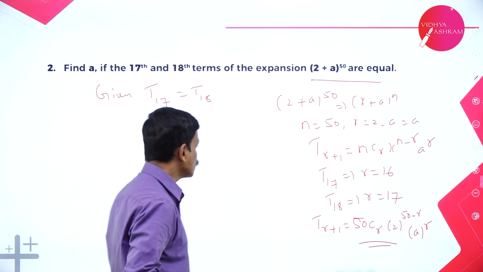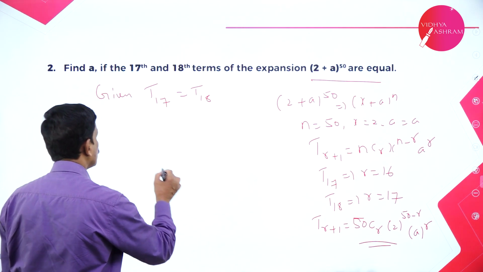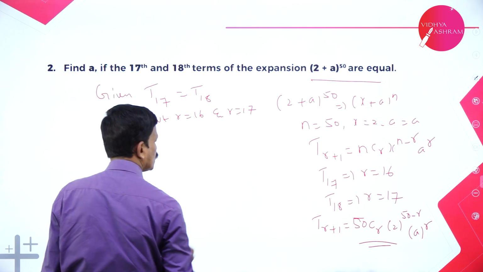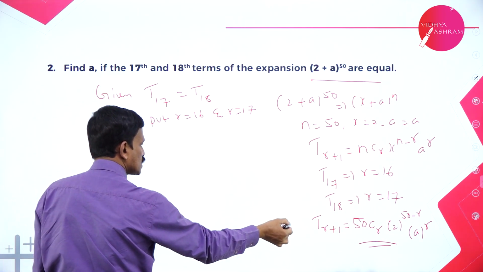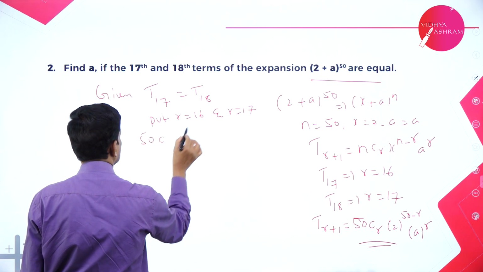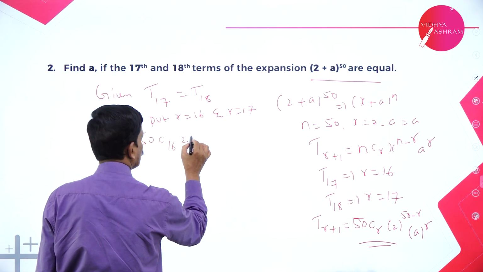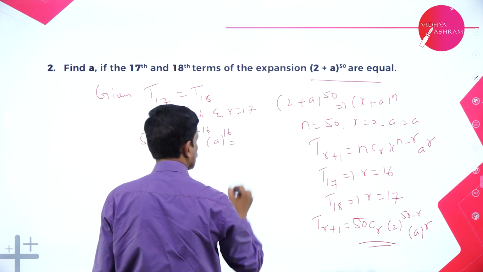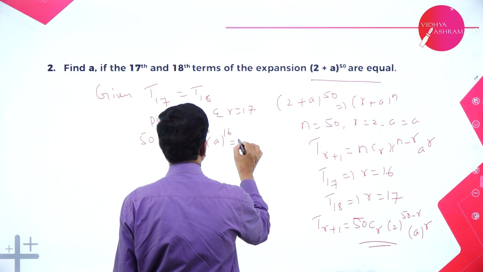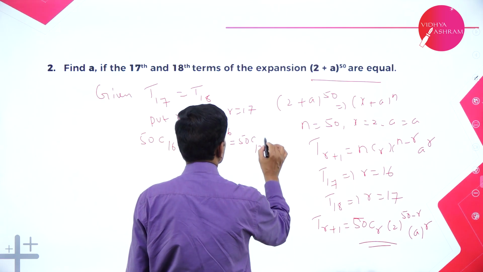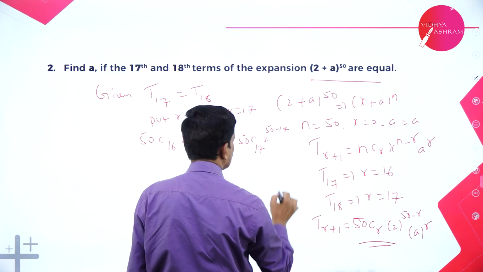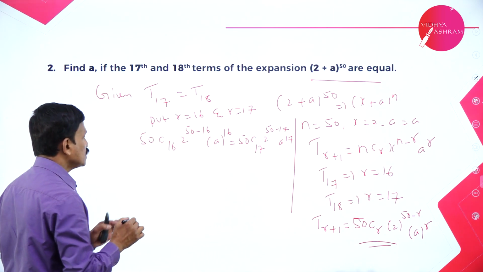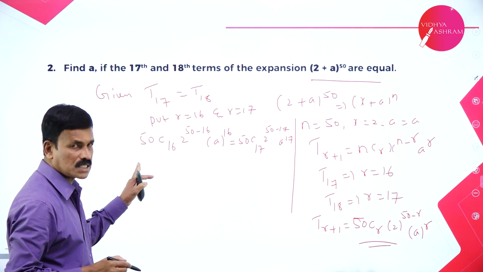Now put r is equal to 16 and 17. So what you will get? T(16+1), which is T17, is 50C16 into 2^(50-16) into a^16, which is equal to, again putting r is equal to 17, 50C17, 2^(50-17) into a^17. These are the given conditions. Now let us simplify this.